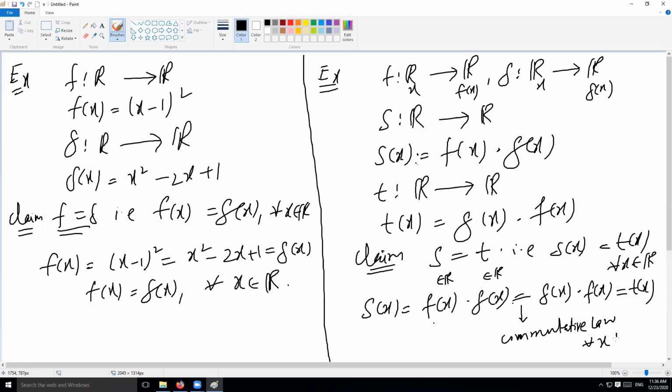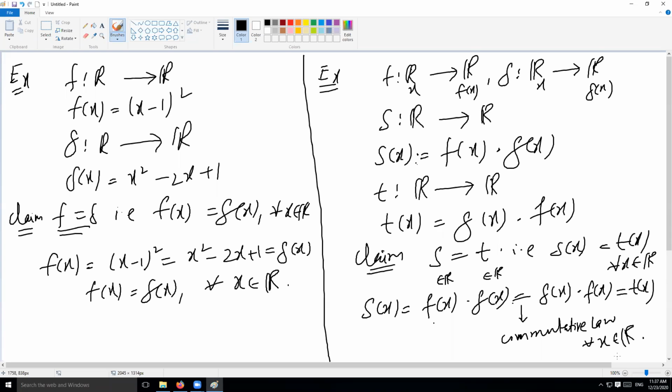So this is true for all x. Therefore, S must be equal to T. This seems like a simple thing, but in exercises you will find something interesting, in which you have to prove that two functions are equal to each other.